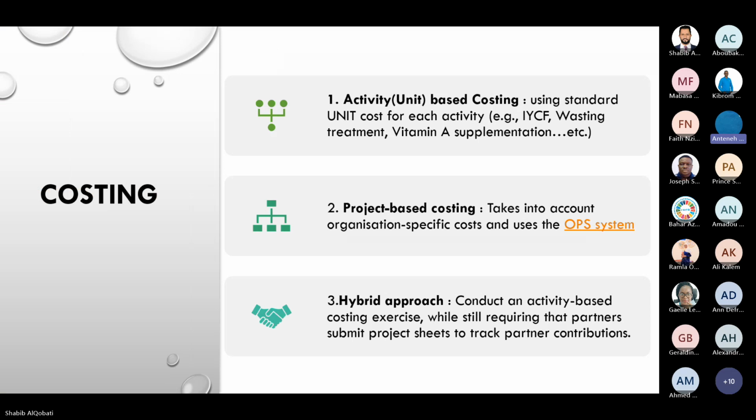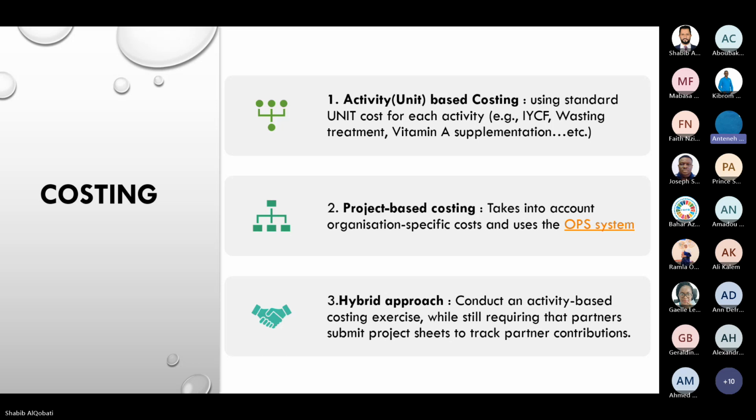So there are two main strategies and a third option. The first is activity unit-based costing, or a per capita cost kind of approach, where the cost for delivering a specific intervention is used to estimate how much it will cost for a certain number of targeted population. For example, you may have a cost per individual for delivering IYCF-E services or treatment of severe acute malnutrition or vitamin A supplementation, and you multiply that per capita cost by the number of people you targeted for that specific response. So that's simply activity-based costing, or a unit-based costing approach.